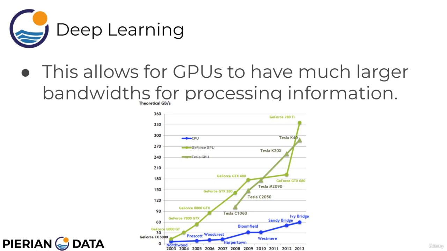So then this allows for GPUs to have much larger bandwidths for processing information. And here we can see the theoretical limits of gigabytes per second for GPUs versus CPUs. And here on the bottom, you can see the blue over the years as slowly increasing in bandwidth. However, there have been very large jumps made in GPU bandwidth throughout the years.